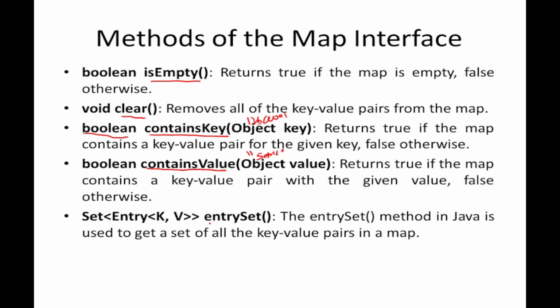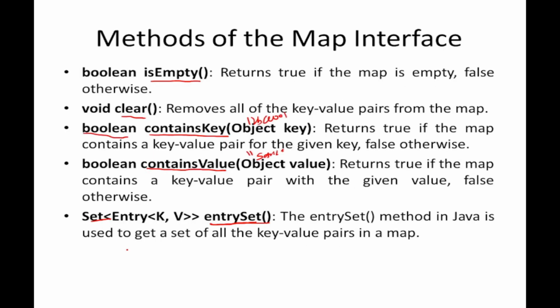Then there is another method called entrySet. The use of entrySet is that it returns all the key value pairs as a set view. So if you have, say, 10 key value pairs, all the key value pairs will be returned as a set view here. So that is the use of the entrySet method.